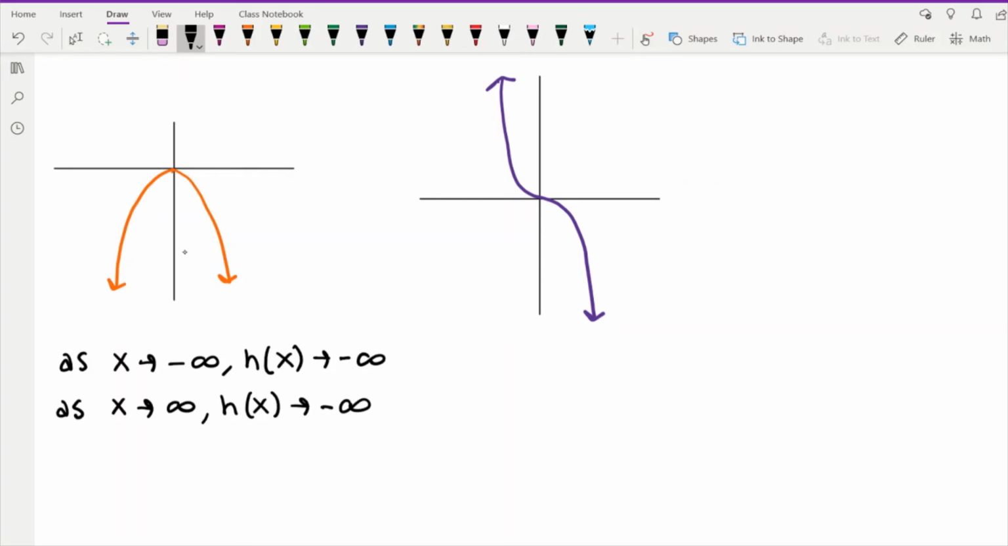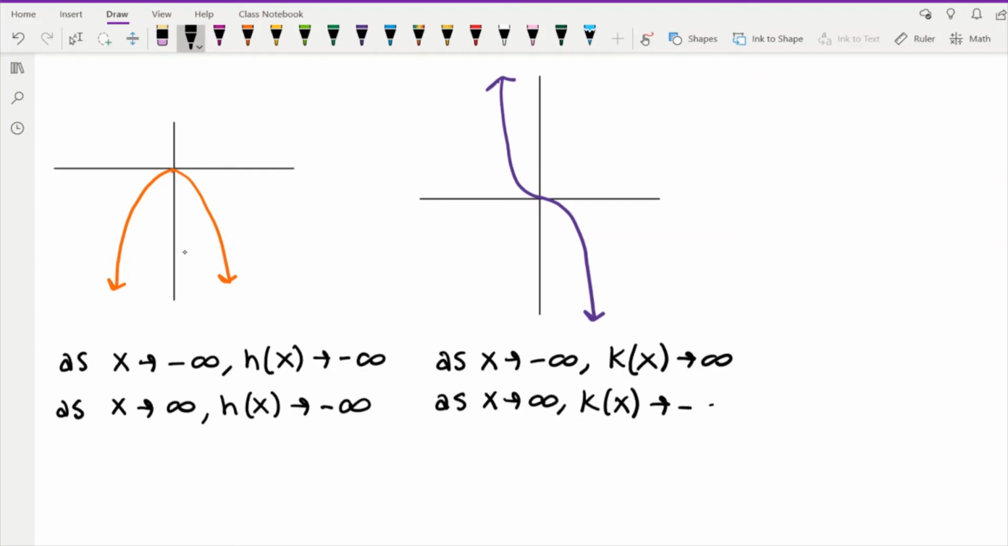So in this case, as x approaches negative infinity, where is the graph going? Well, k of x, this output, is going to be going towards positive infinity. And as x approaches positive infinity, well, the outputs are now going down. So k of x is going to approach negative infinity. So why is that happening?